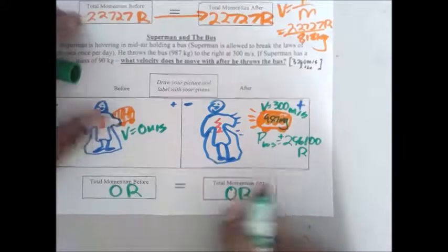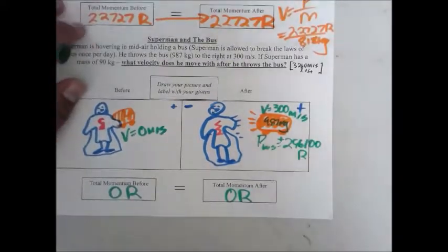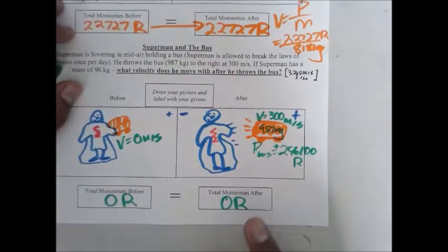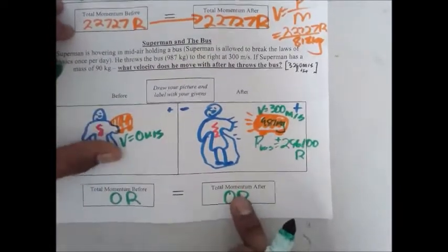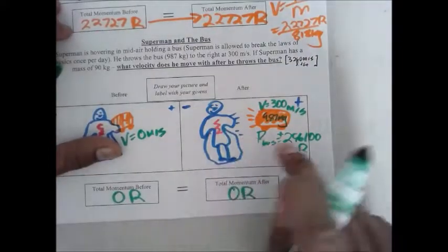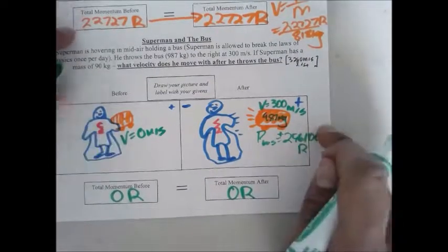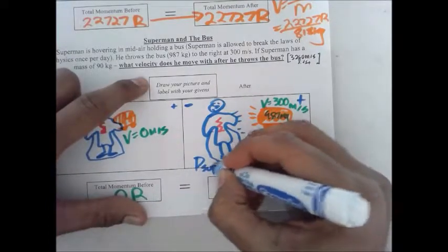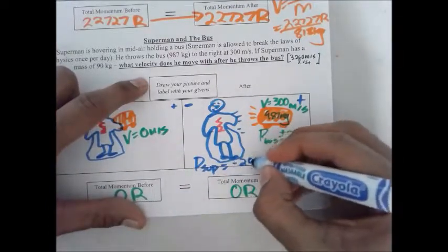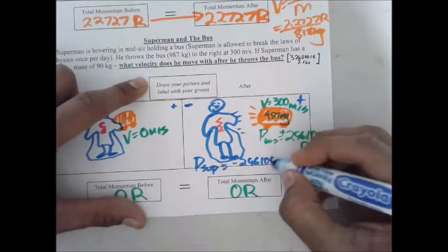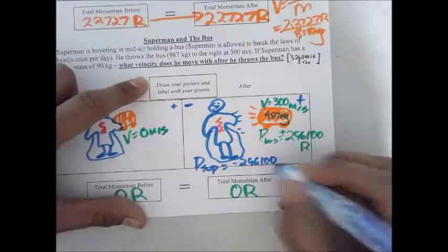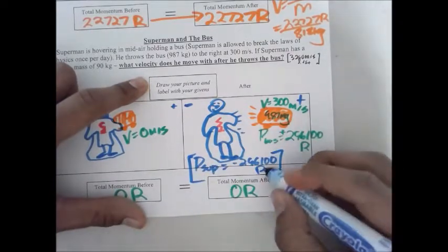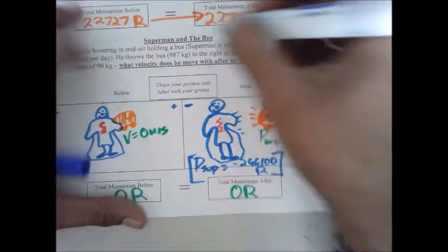Now, here's the thing. The bus has a momentum in the positive direction. Note, the bus is going to the right, so I made that positive. But in order for the total momentum to be 0, that means that whatever momentum Superman has has to be exactly the opposite of whatever the momentum the bus has. So we'll say that P Superman has to be negative 296,100.